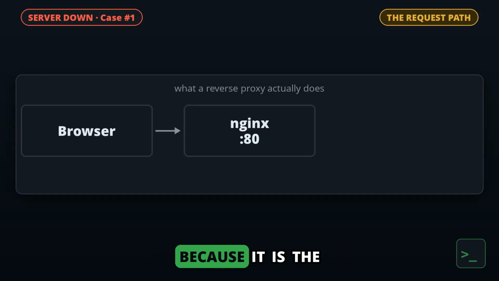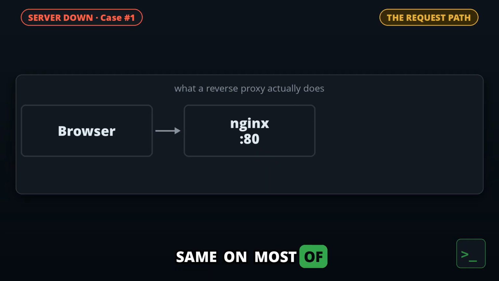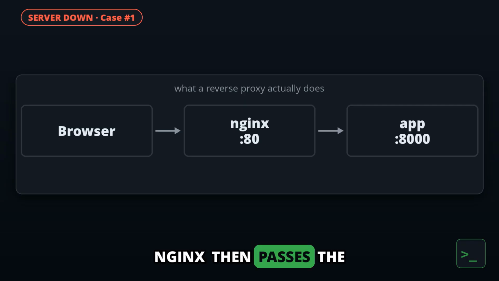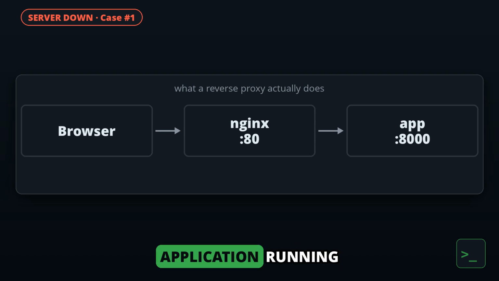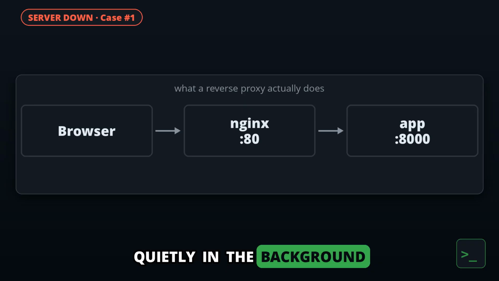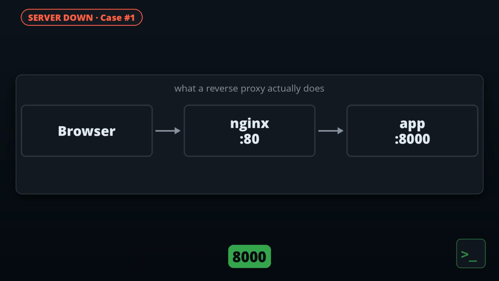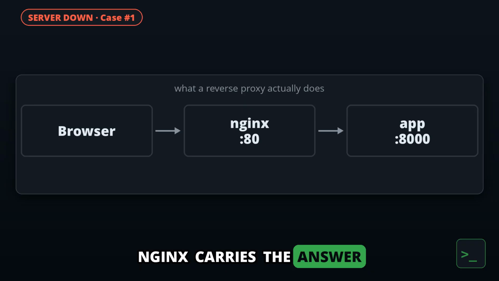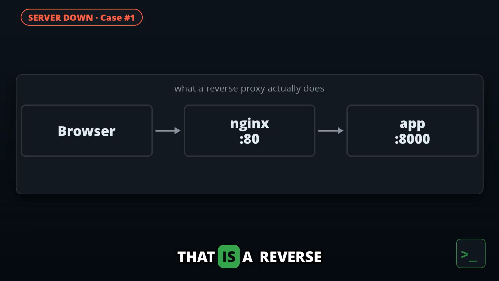Let's picture the setup, because it is the same on most of the internet. Your browser never talks to the application directly. It talks to Nginx, sitting at the front on port 80. Nginx then passes the request to the real application, running quietly in the background on port 8000. Nginx carries the answer back to the browser. That is a reverse proxy. Think of it as a receptionist for your servers.